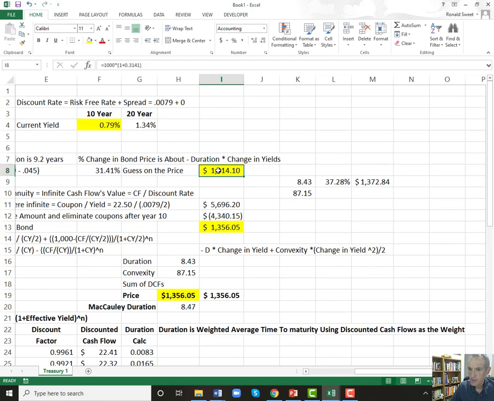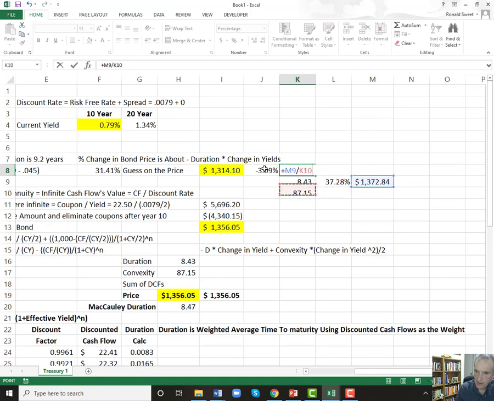Higher than what we got, but much better than using duration alone. With duration alone, our answer was off by 3%. When we use convexity and look at how far off we are, we're only off by 1.24%. So convexity got us closer. I'm not asking you to calculate convexity on the exam, that's for sure. You don't even have to calculate duration, because the convexity formula is quite messy, but it does get us closer. It gets us in the ballpark. It went a little bit too high, but it got us closer there.